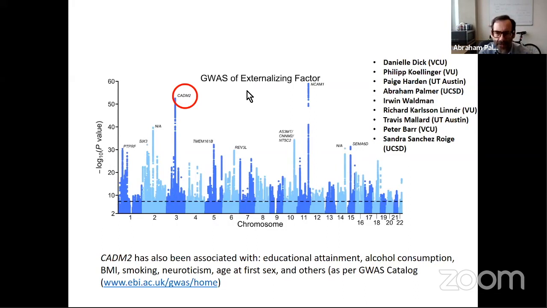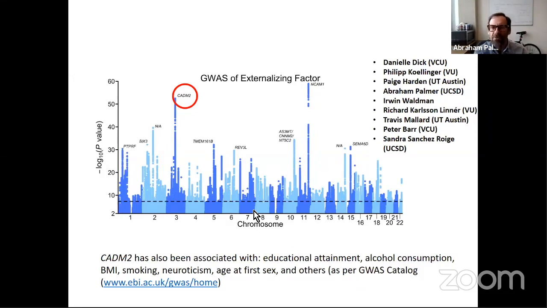And that allows us, among other things, to do a GWAS for externalizing. And you'll see that one of the leading hits in that GWAS for externalizing, again, is this gene CADM2. And in fact, I won't review it for you, but there's a substantial additional literature about CADM2 implicated in a variety of different traits, very, very strongly implicated in a variety of different traits.